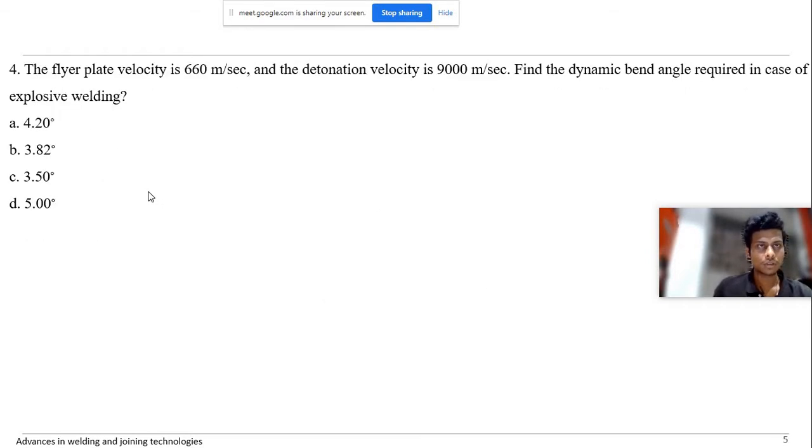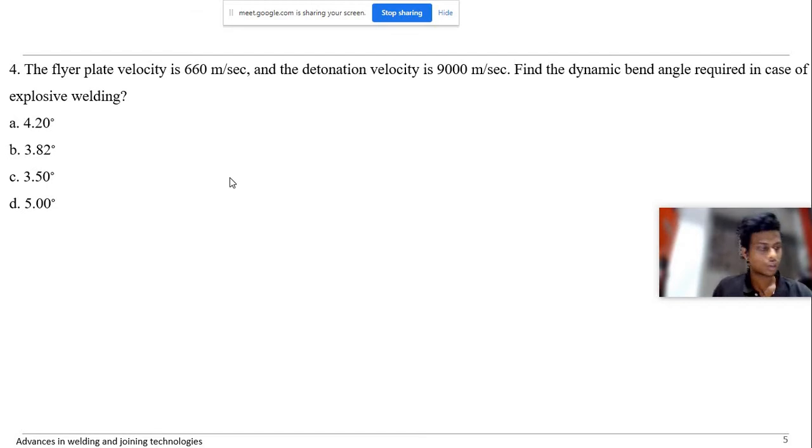So next problem. Again, the flyer plate velocity is 660 meter per second, and here the detonation velocity has also been given along with the flyer plate velocity. Find the dynamic bend angle required in case of explosive welding.